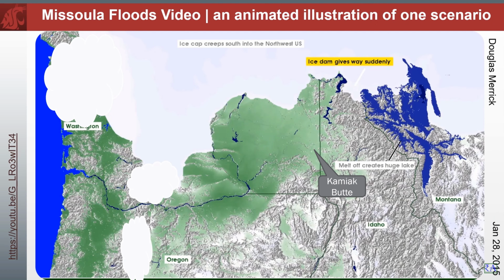The current ice age began about 2.6 million years ago, extending through Canada, touching southward into the continental USA states of Washington, Idaho, Montana, and other states easterly. These glaciers did not reach Kamiak Butte. They stopped 100 miles further to the north.